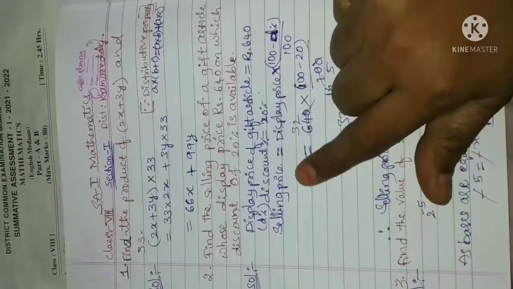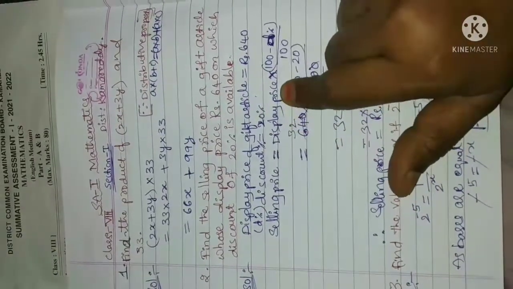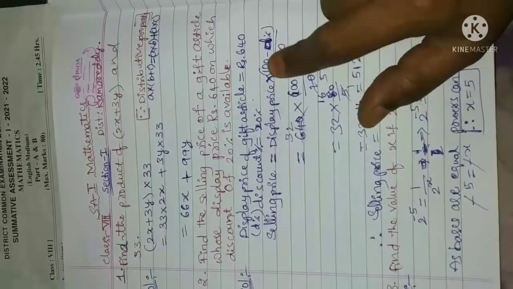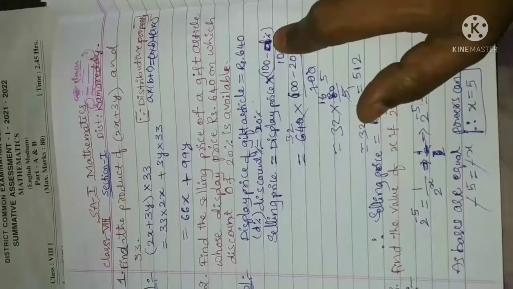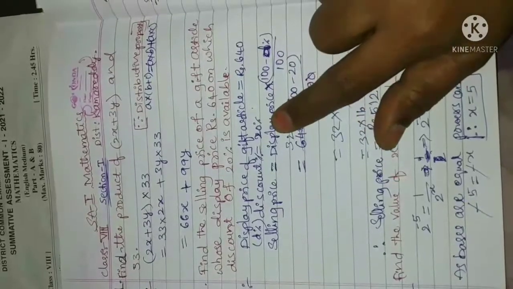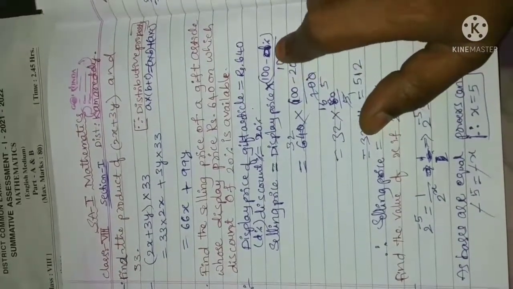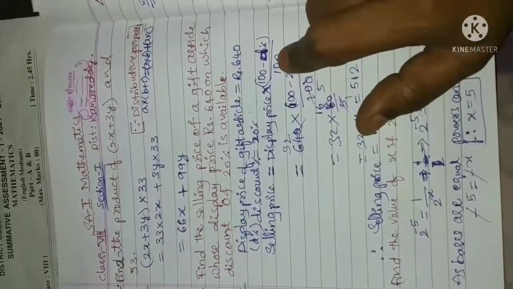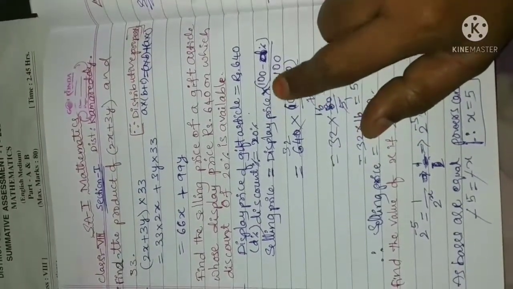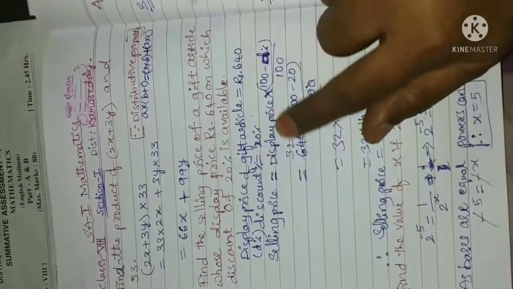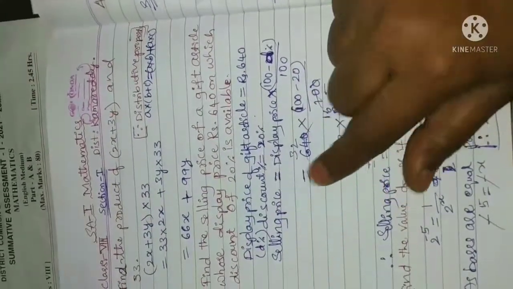So now selling price will be display price into 100 minus discount percent. Why is it 100 minus? Because discount means the price will be reduced. Discount should be removed from the display price. Therefore, 100 minus discount percent by 100 is the formula for finding selling price.